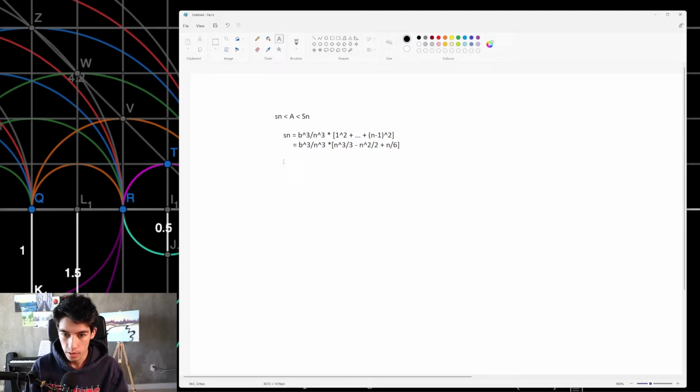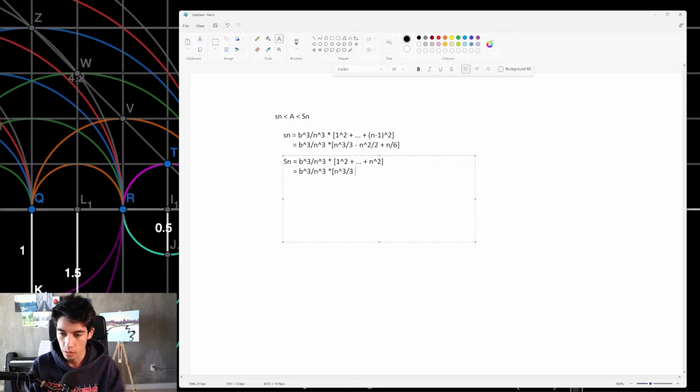We also know that the upper bound is basically the same thing, but with an additional n squared term at the end, and they look somewhat identical. So n cubed over 3 plus n squared over 2, because the n squared added to the original formula here just flips the sign, and then n over 6.